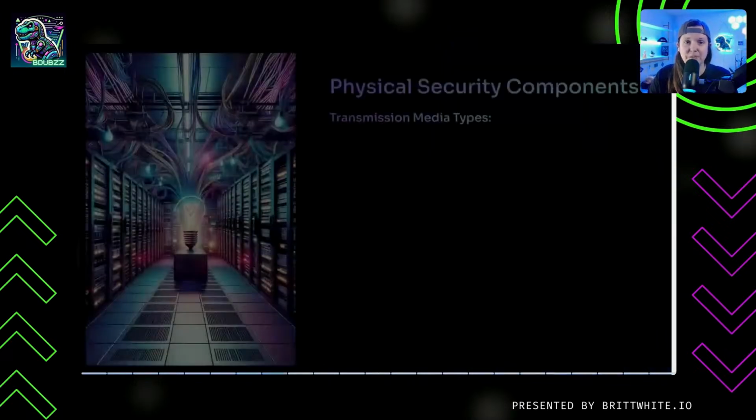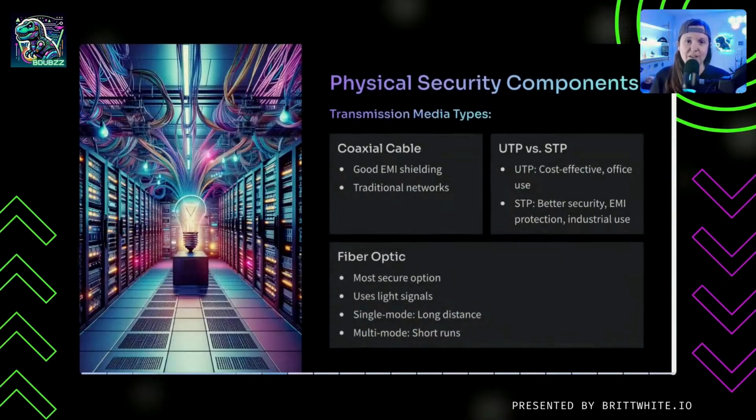Now let's explore the physical foundations of our network security, the transmission media that carries our data. Each type of cable has specific security characteristics and use cases that we need to understand. Let's start with coaxial cables, our traditional option that you might recognize from cable TV and internet connections. These offer good shielding against interference and are still widely used in building physical networks. Their thick copper core and shielding make them naturally resistant to EMI.